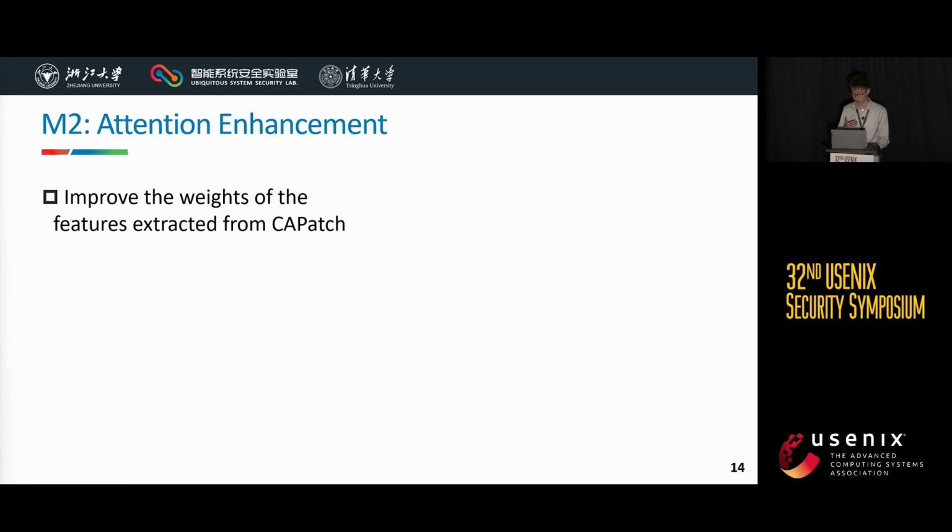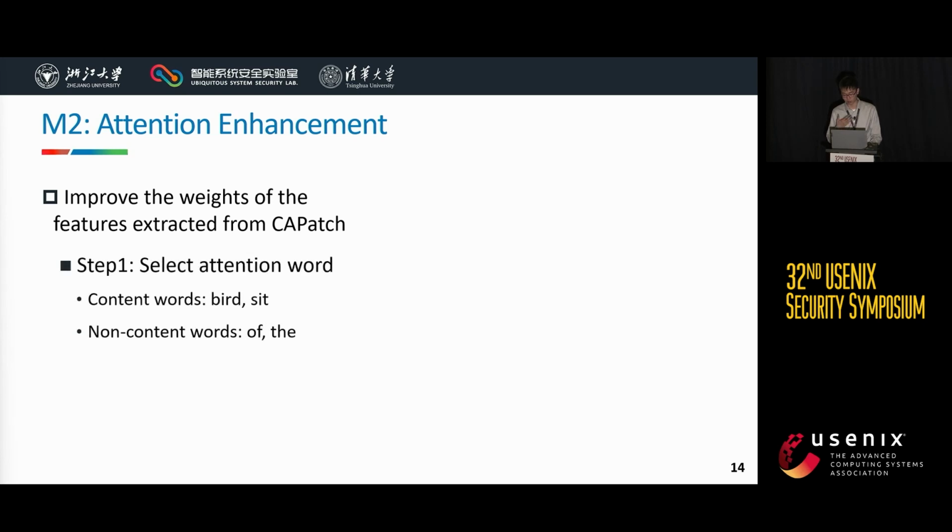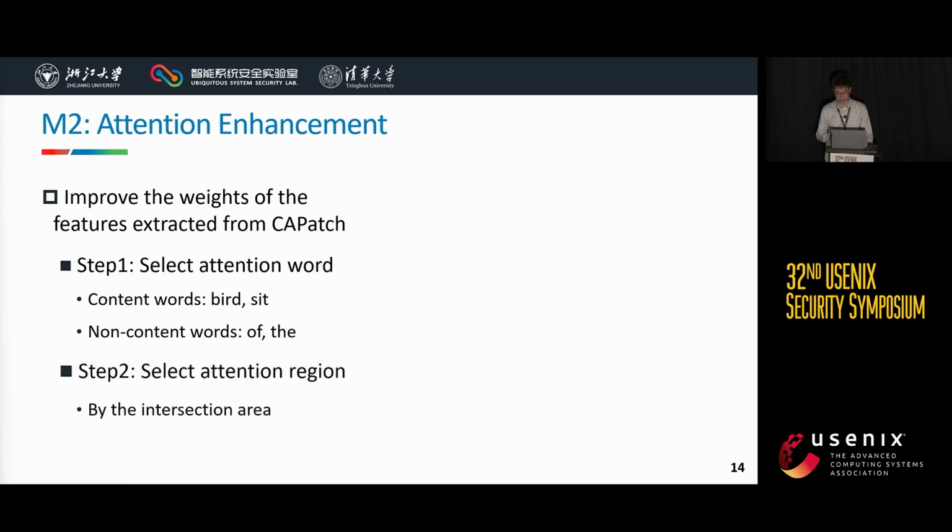To enhance the attention of CAPatch more efficiently, we first divide the words of the target caption into 2 classes. One is the content words such as bird, sit, and the other is the non-content words such as of, the. Then we select the content words as our target words and render the system to focus on the attention region when generating those words, where the attention region is selected by their intersection area with CAPatch.